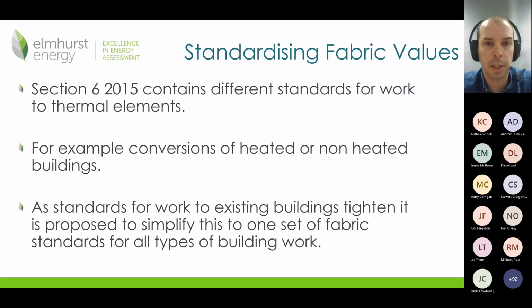So, standardizing fabric values. Section 6 2015 has different standards in terms of the U values that fabric needs to meet, depending on whether it's work to, I think it's a heated conversion, an unheated conversion, a new extension, a new dwelling, all different standards, which is quite confusing. It was proposed that actually it'd be a lot simpler, and because the quality of insulation out there is so good now, it'd be proposed actually to just have one set of standards rather than all these different tables for different types of work. And the government thought that would simplify the document and make it easier to follow for developers.